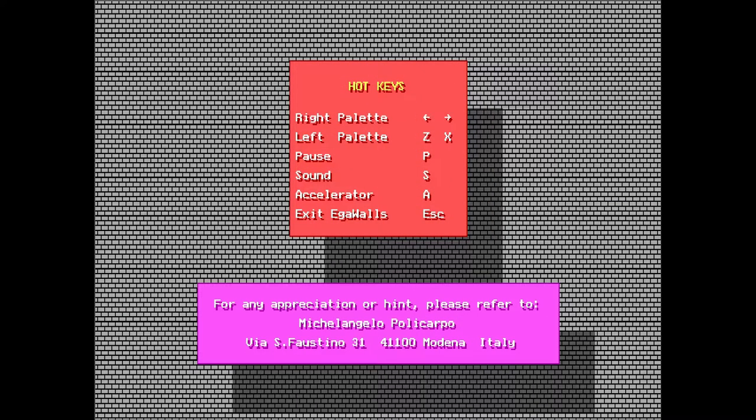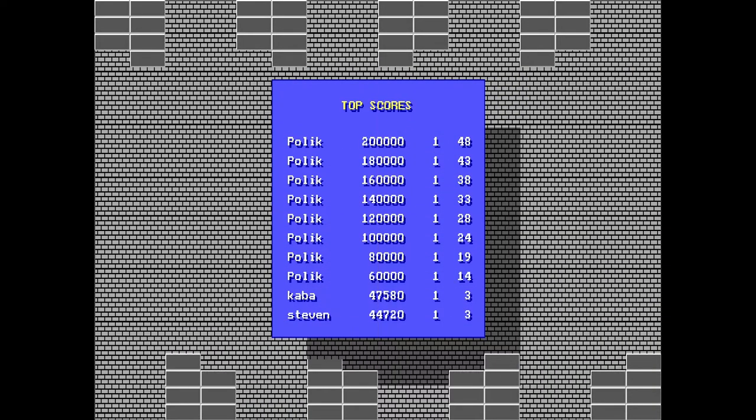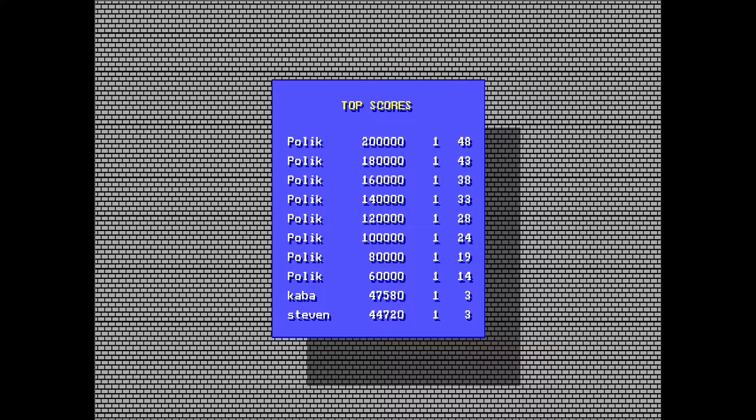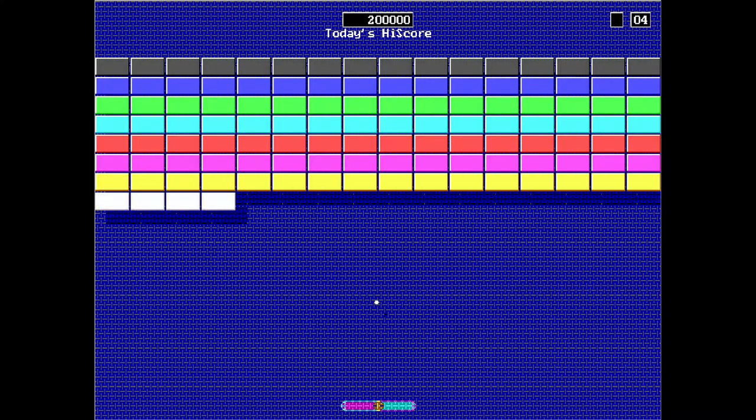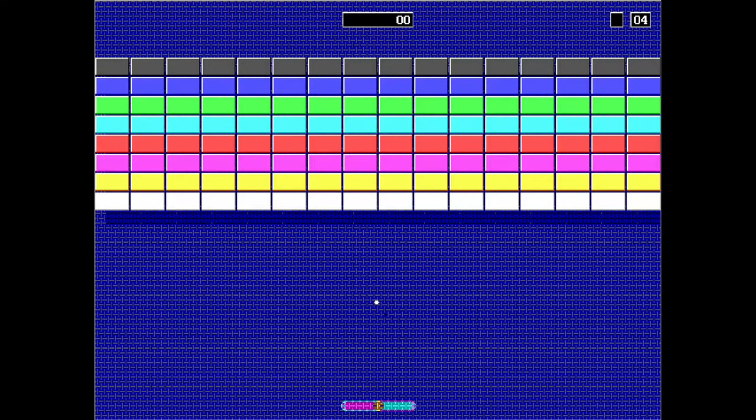Now, you can see by the hotkeys here, courtesy of Michelangelo Policarpo from Italy, there are two paddles that we have to move, Z and X, and the arrow keys. So, I have a feeling about this one. It's going to be like a breakout clone or something. Okay. We've got the top scores. Yep. It's a breakout clone.